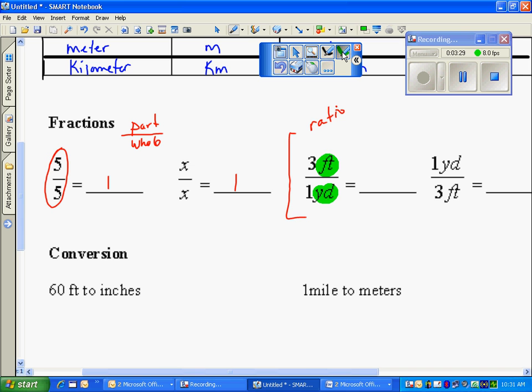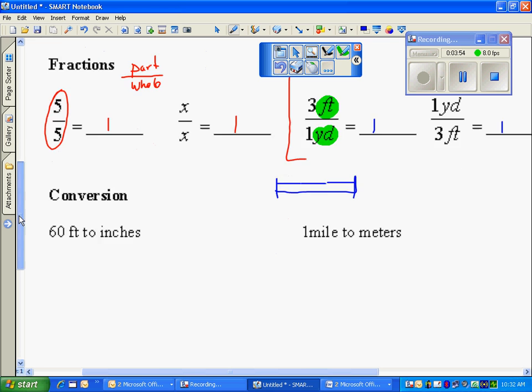3 feet is equal to 1 yard. We don't call that a fraction, it's a ratio. It's still equal to 1, even though 3 over 1 is 3. Why is it equal to 1? Well, if I laid out 3 feet and laid a yardstick there, they would be the same distance. And if I flip it over, it's still equal to 1. And that's what we use for this process called dimensional analysis.